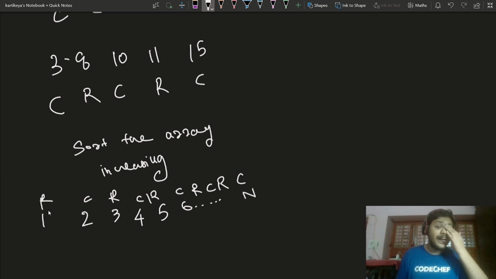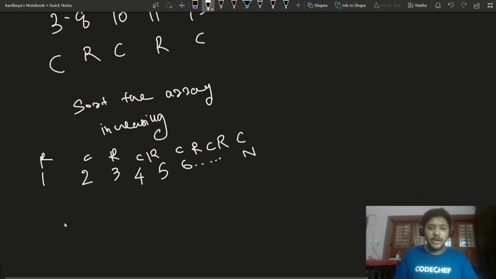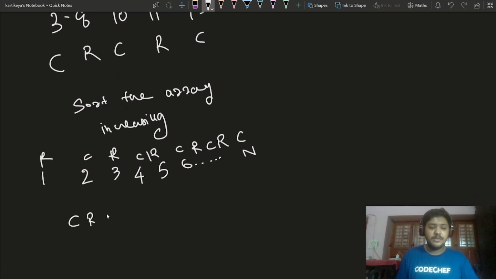So we can just iterate in an increasing order sorted array in the reverse fashion and give the first number to the chef, then the next number to Roma, then again to chef, then again to Roma. So this would be our way of solving this problem. First of all, sorting the array in increasing order and then just giving alternate numbers to the chef.